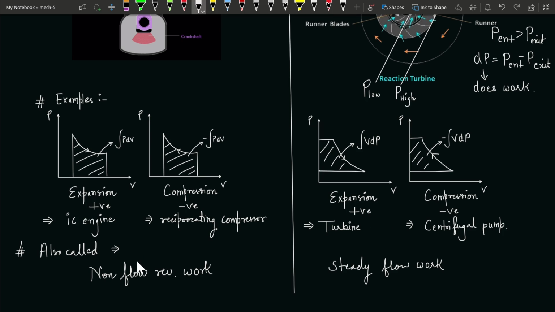Next, PDV work is also called non-flow reversible work. As we have said, in PDV we have a closed system, and in a closed system there is no flow of mass, therefore we call it non-flow reversible work. And also the process is somehow reversible, as we are considering the pressure constant between two neighboring states. If we talk about VDP work, then that is our steady flow work, as we have an open system in that, and therefore we call it steady flow work.